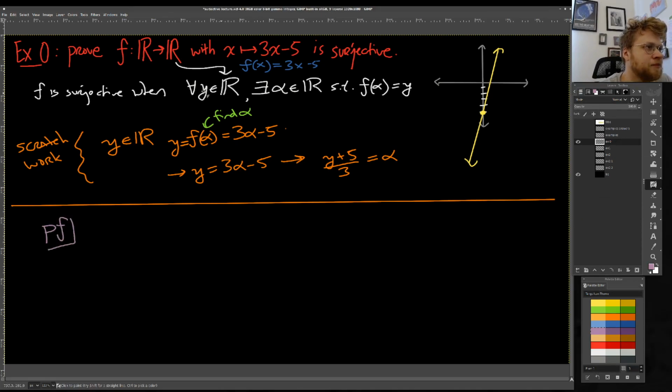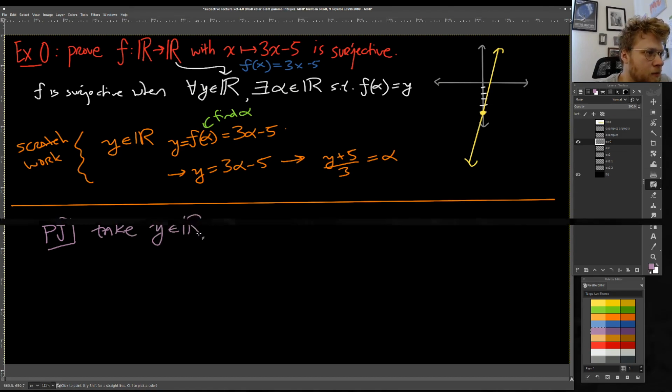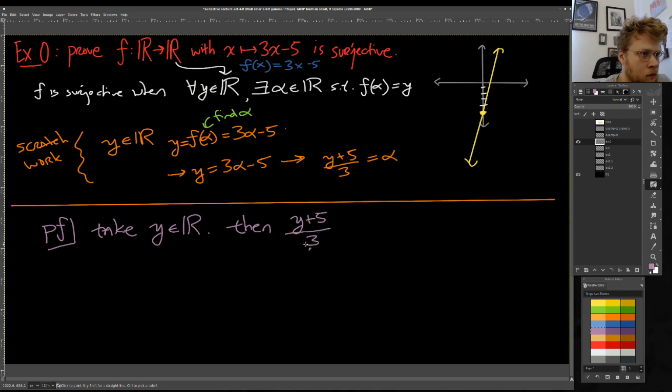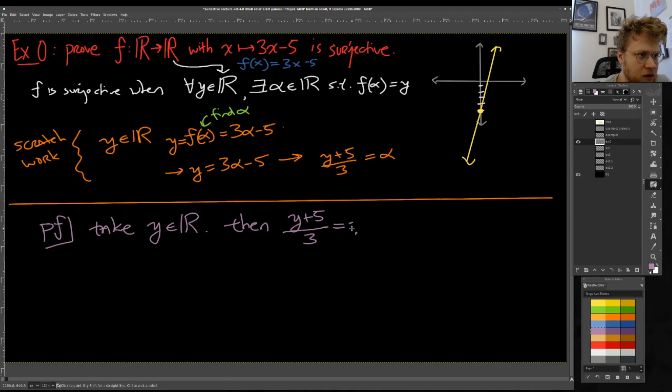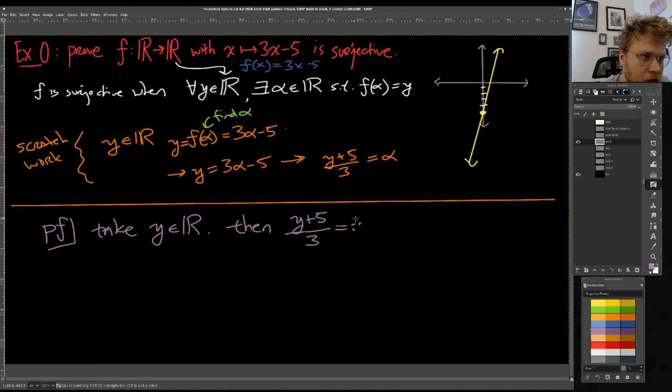So let's take a look at it. Starting here, prove that f by this rule is surjective. So take an arbitrary y in the codomain. Then let's go ahead and define this. I'm drawing the define symbol backwards here. We'll call that alpha. That alpha is an element of the domain.